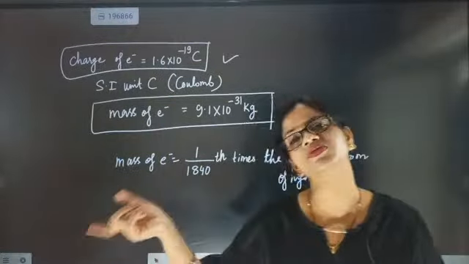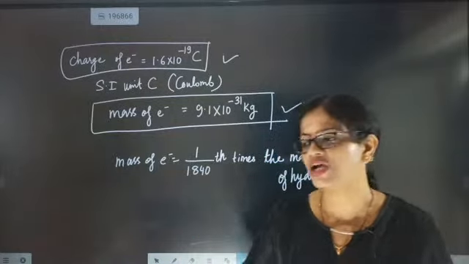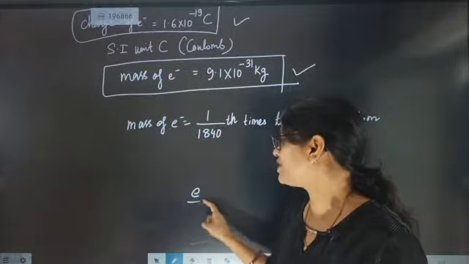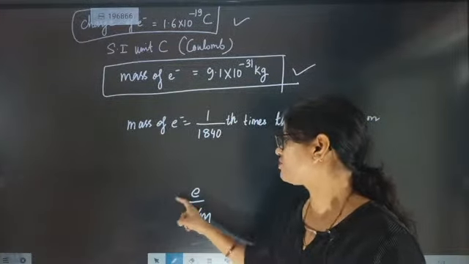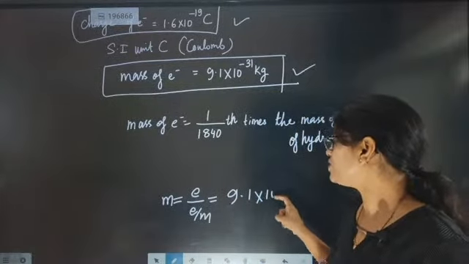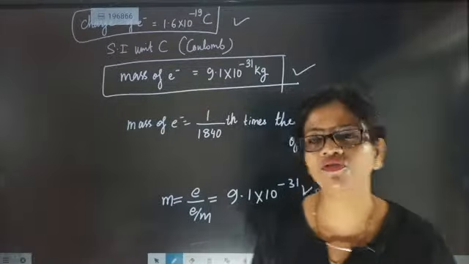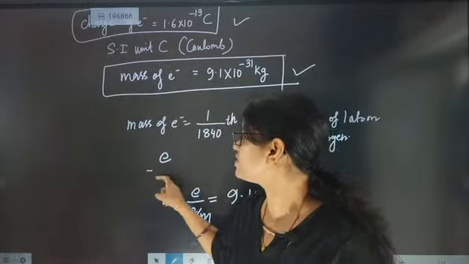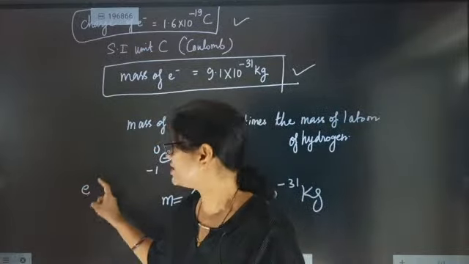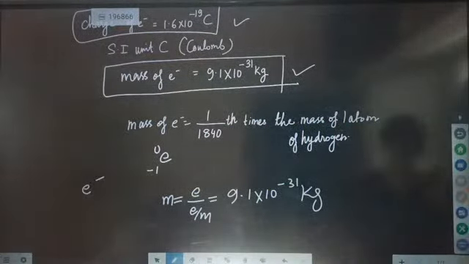From J.J. Thompson's experiment we got charge by mass, from Millikan's experiment we got charge, and then we divided to get the mass of the electron. We found the mass of the electron is 9.1 into 10 to the power minus 31 kg. Then we saw the symbol of the electron, which is -1 0, and electrons are specifically represented by e to the power minus. So these were the things we have seen till now.